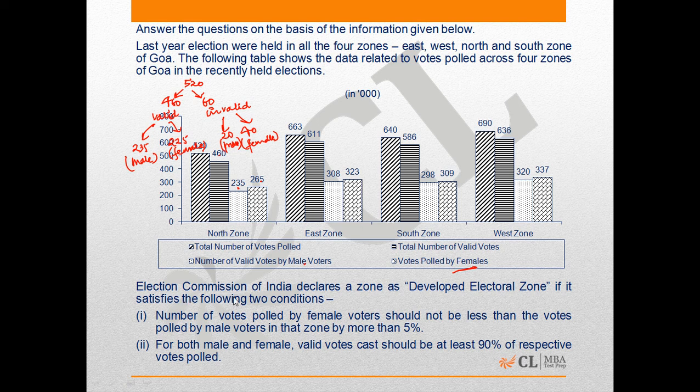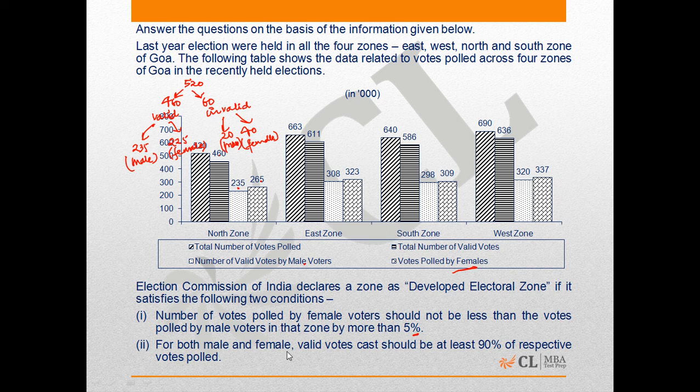Next thing says, Election Commission of India declares a zone as developed electoral zone if it satisfies the following two conditions. Number of votes polled by female voters should not be less than the votes polled by male voters in that zone by more than 5%. So it should not be more than 5%.